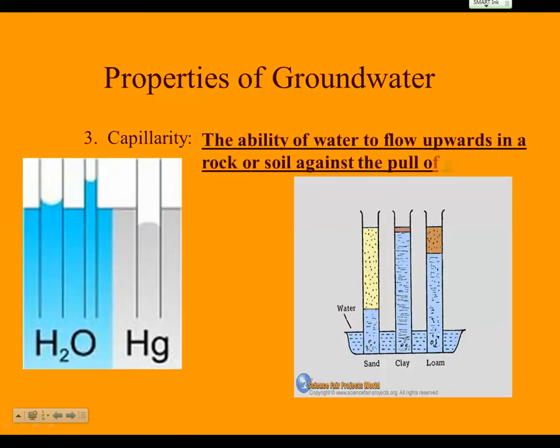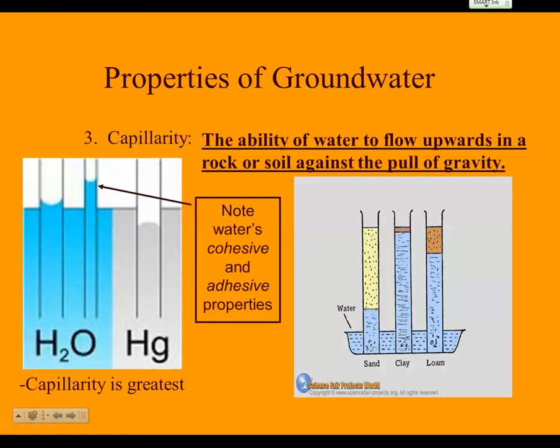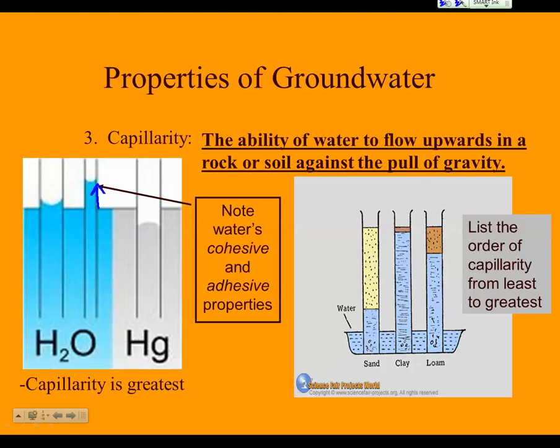Okay, third property of groundwater, capillarity. Just like the capillaries in your body, or capillary action by plants, capillarity is the ability of water to be pulled or flow upwards in rock or soil against the pull of gravity. And you can see in this picture over here how the water is moving up. And the reason why it does that is because water likes to stick to itself. It's very cohesive.